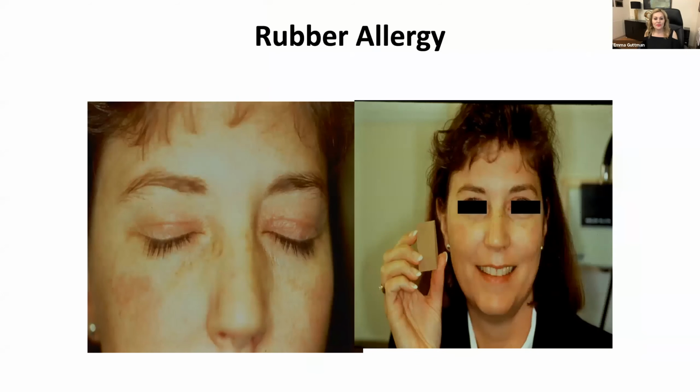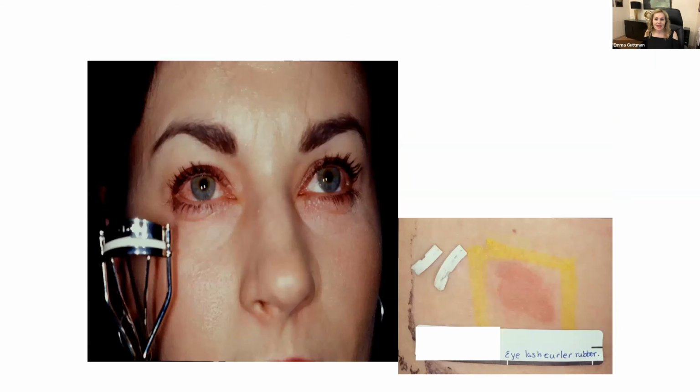Rubber allergy. We need to remember applicators of cosmetics, and this is what this lady had. She had a rubber allergy, and here is what she was using. And also eyelash curlers, they tend to have rubber. They also have metals, and this is what this lady was using.